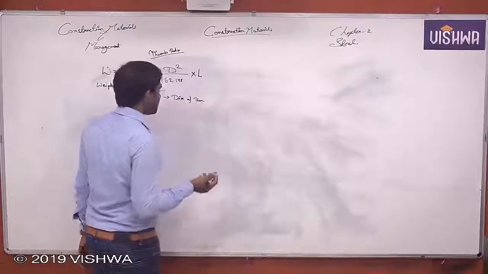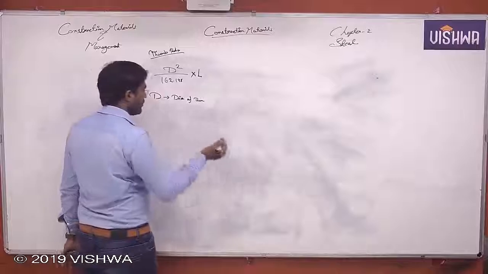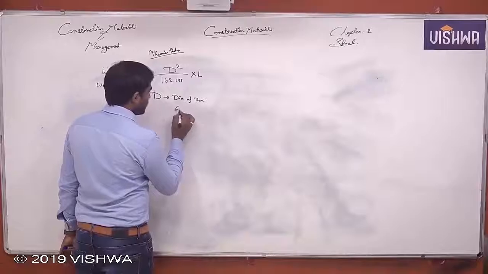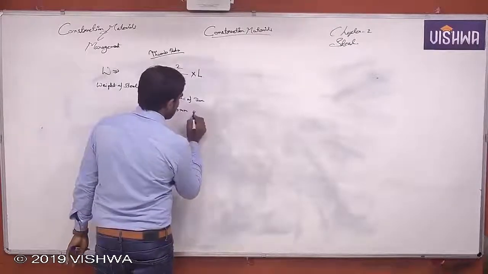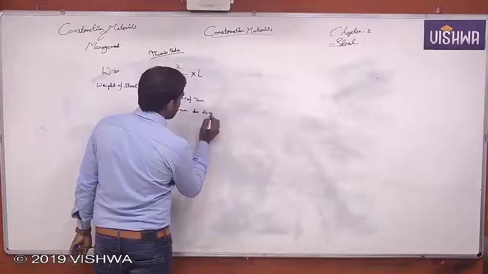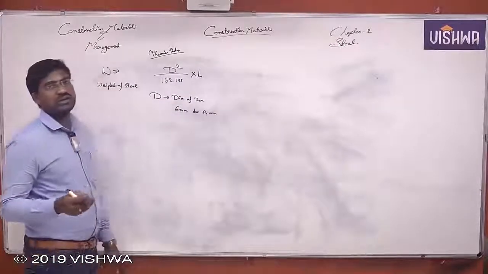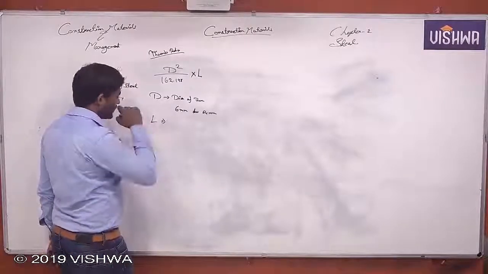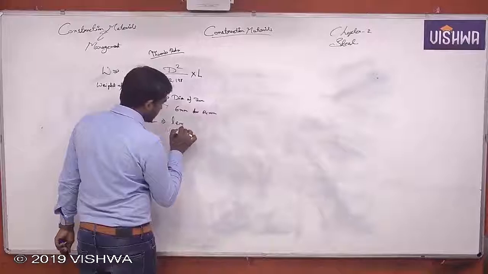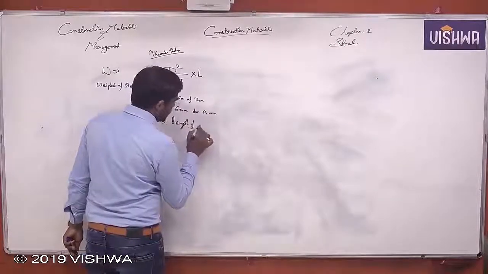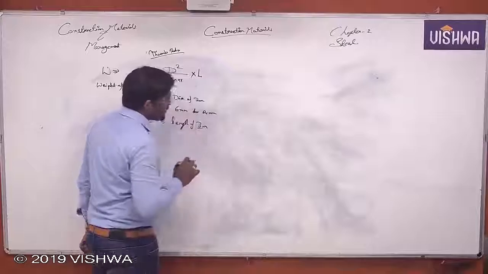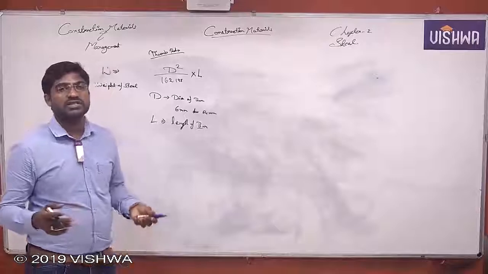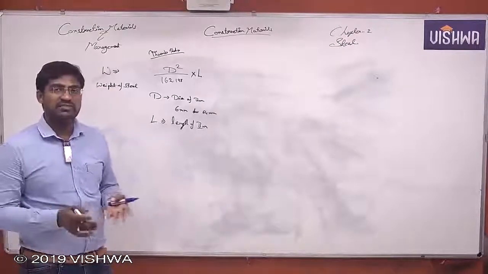What diameters are available in the market, we have already discussed in the previous session: a minimum of 6 mm up to 64 mm, depending on the range and what type we are using. And L is nothing but the length of the bar. Now, with respect to regular aspects, what is the length that is manufactured and sent to us?